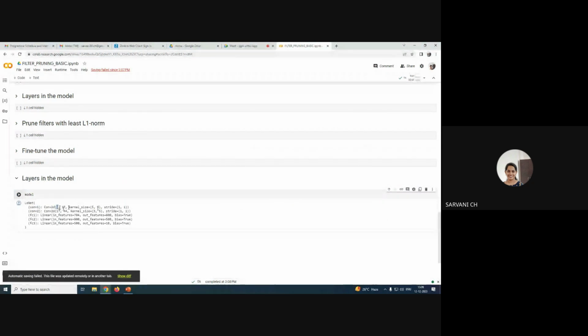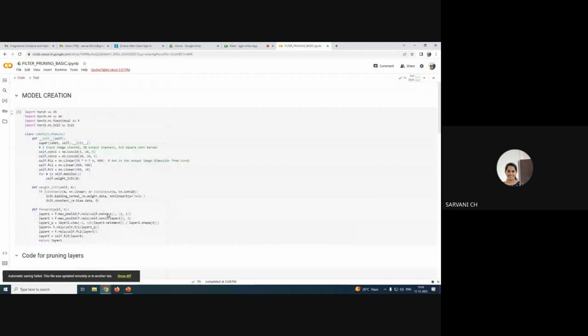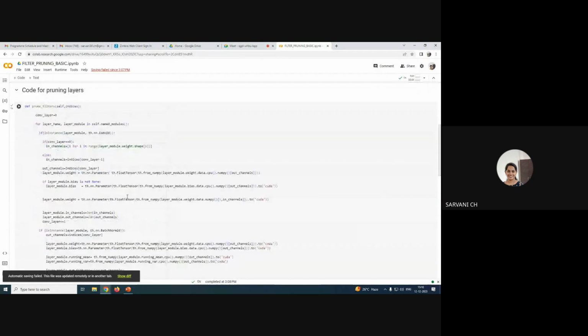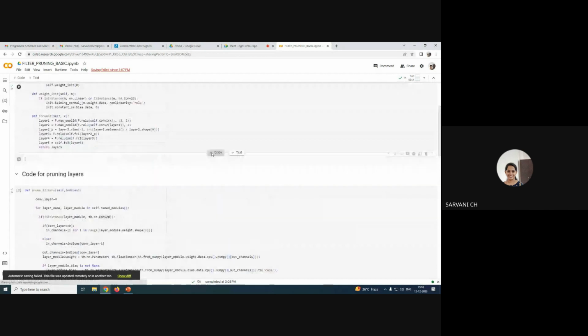So what are the in channels and the out channels? The first one is in channels, or the depth of the filter. Let us go through the architecture. Let us see the model, the initial model, how it is. We haven't declared it yet, sorry. Let us go through this pruning code.